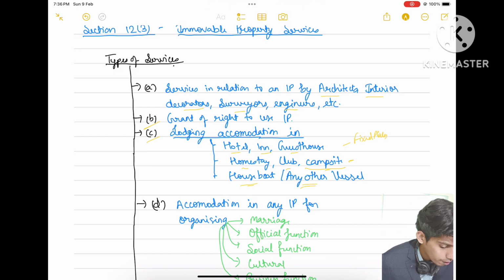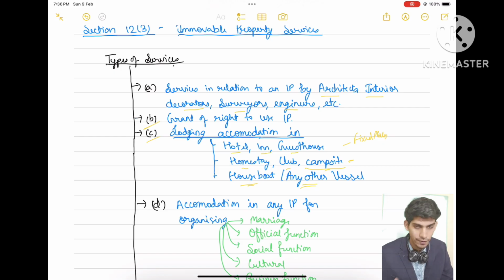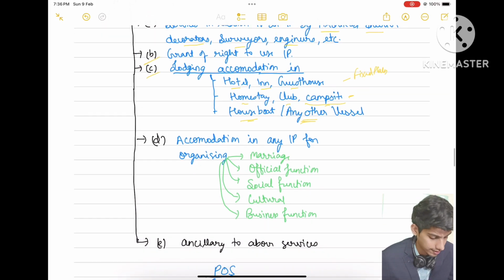And then we have houseboat and vessel. Houseboat is permanently moving from one place to another. Similarly, a vessel, which is a ship, is also moving. So these are not immovable properties, but this section is considering them as immovable properties and telling us that the place of supply will be the location of these houseboats or vessels.